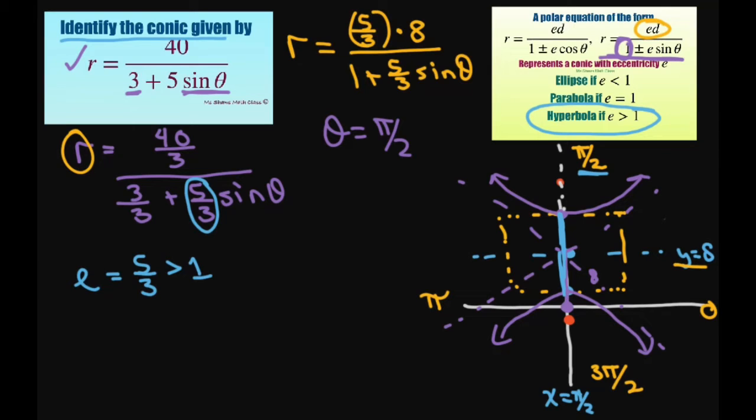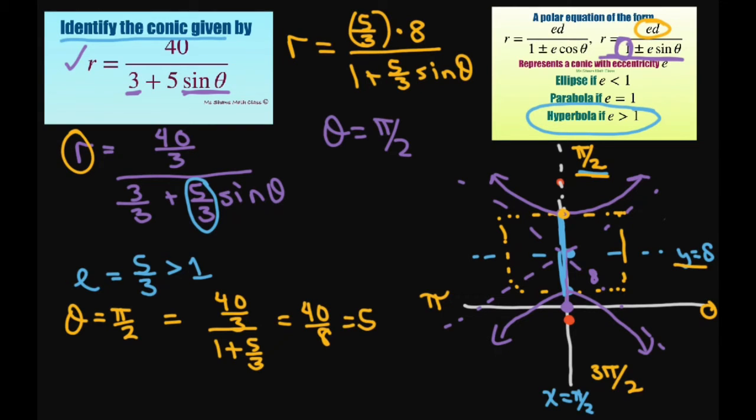And so if we want to get the vertices, we can just substitute in our pi divided by 2. If theta equals pi divided by 2, we're going to have r equals 40 divided by 3 divided by 1 plus 3/3. This is going to be 40 divided by 8, which equals 5. So this vertex right here is going to be 5 comma pi divided by 2. So that's this one.